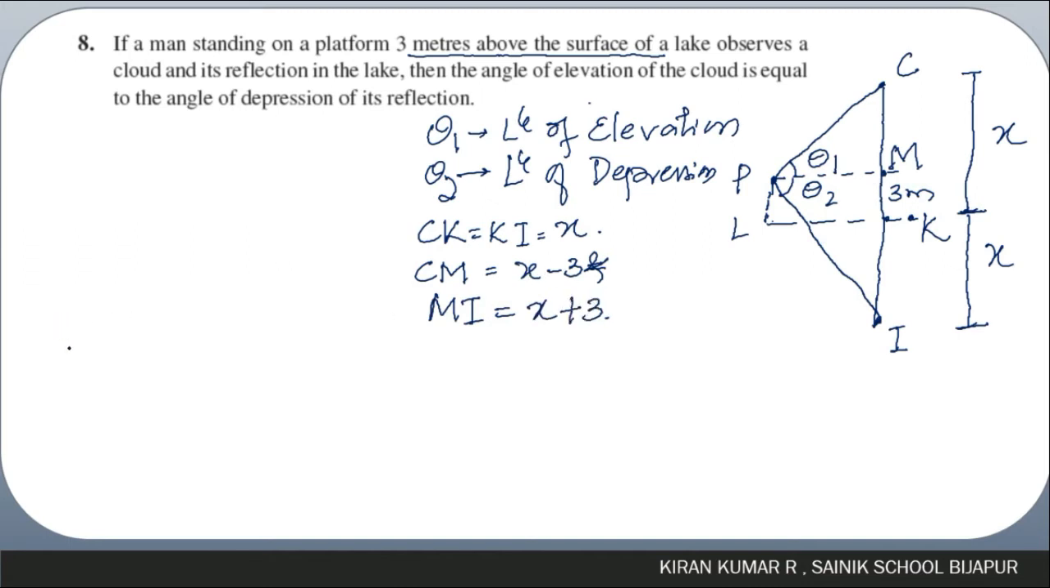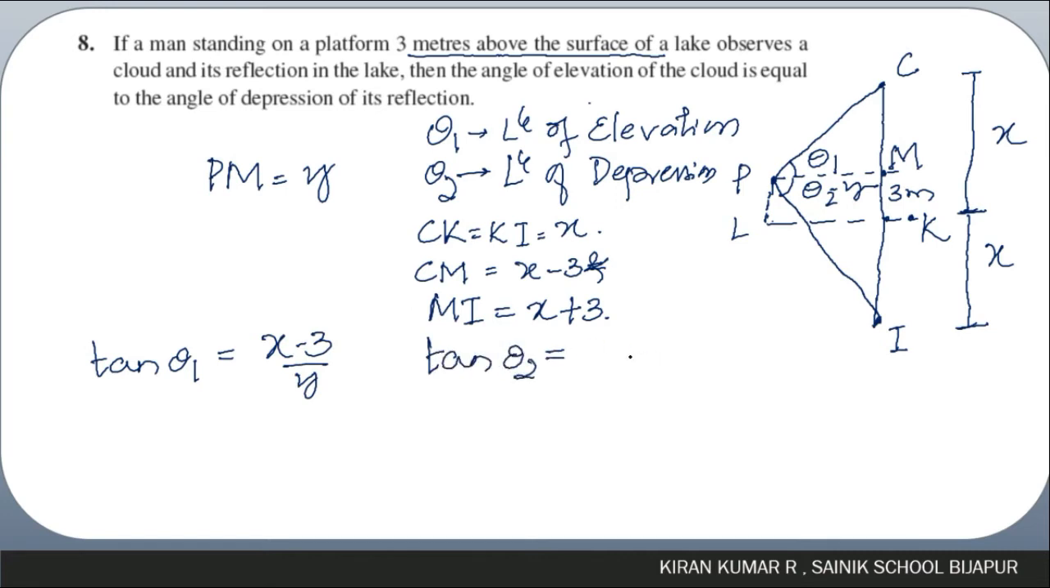With this I can get some relations with respect to theta 1. Tan theta 1 will be opposite side upon the adjacent side. Adjacent side I have not mentioned it. Let me mention this PM to be some y. This particular distance I'll take as y. So x minus 3 by y we get, and tan theta 2 will be x plus 3 divided by y.